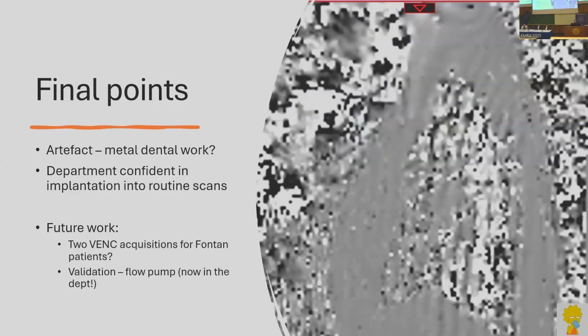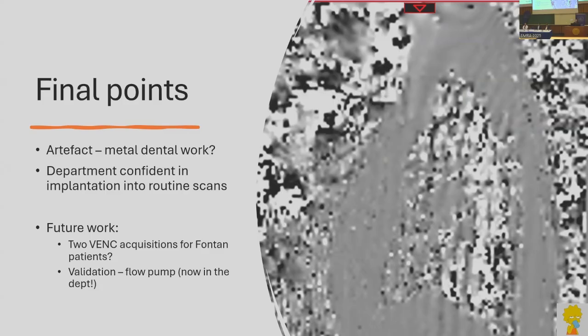Just a couple of final points. In one patient, we found some significant artifact, which we can see up here in the image. For that particular patient, we didn't see any metalwork within the chest. The only metalwork that they had was dental. I've only seen this artifact once before, in another patient who had a metal rod. So if you've seen anything similar, I'd love to discuss this with you.